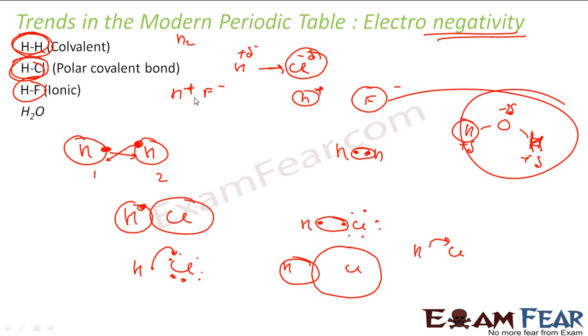In case of fluorine, HF, it will attract so much that it will pull out the electron from hydrogen and become an ionic bond. In water also, you see there's a polar covalent bond, and that's all electronegativity is about. In case of electronegativity, we talk about a molecule. In a molecule we have elements, and these elements have a property to attract the shared electron to themselves.